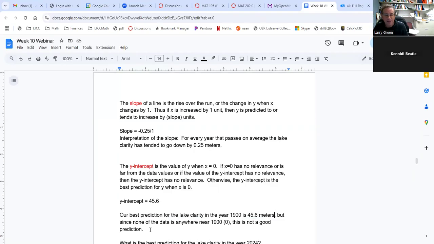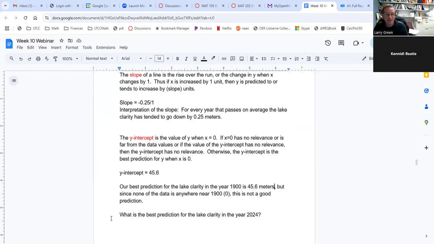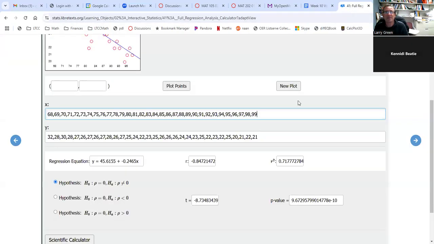All right. So here's the next question. What's the best prediction for the lake clarity in the year 2024, which they're still measuring? We're almost done with 2024, but we're not done yet. How do we make a prediction? Any thoughts? Use the slope. Actually, a little more than use the slope. We use the regression line.